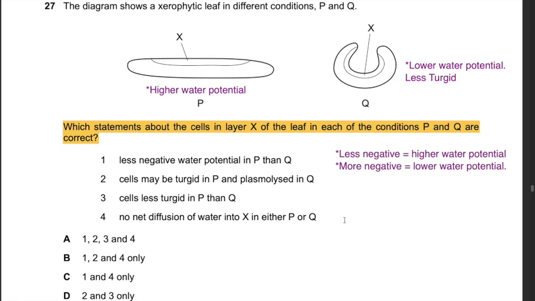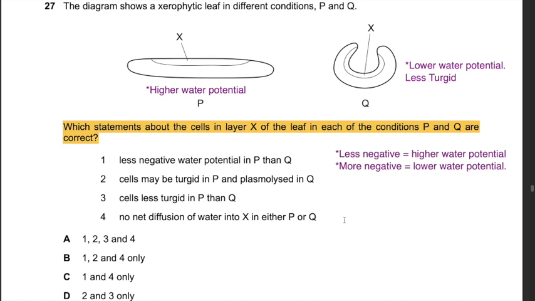Statement 3, cells less turgid in P than Q. That is obviously incorrect because P shows higher water potential. Higher water potential in P doesn't mean less turgid, but it means more turgid. So statement 3 is incorrect. Statement 4, no net diffusion of water into X in either P or Q. Now this statement is a tricky statement. Why is that? The statement mentions net diffusion of water.